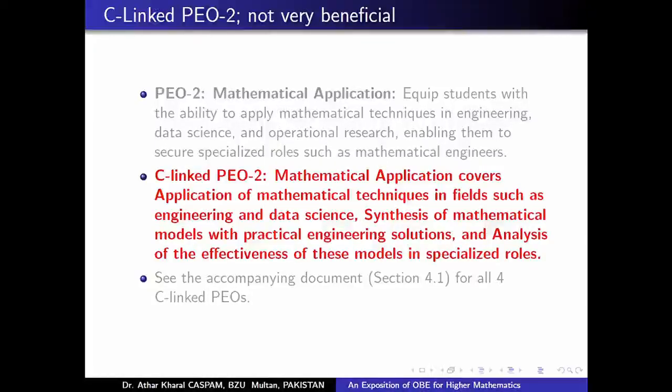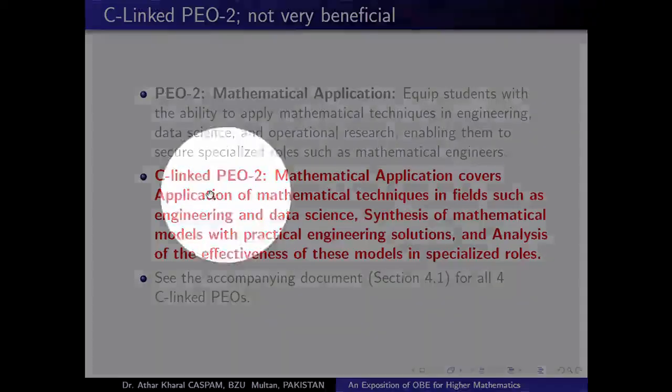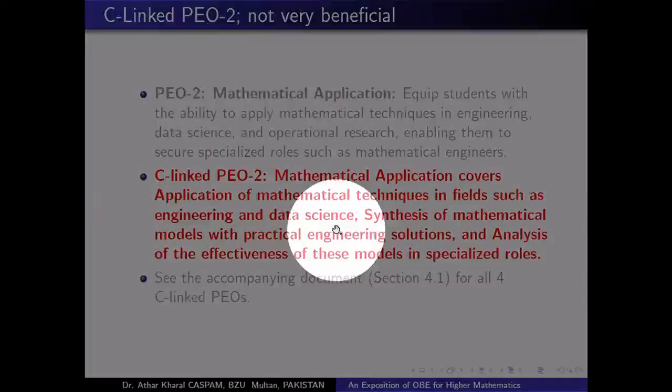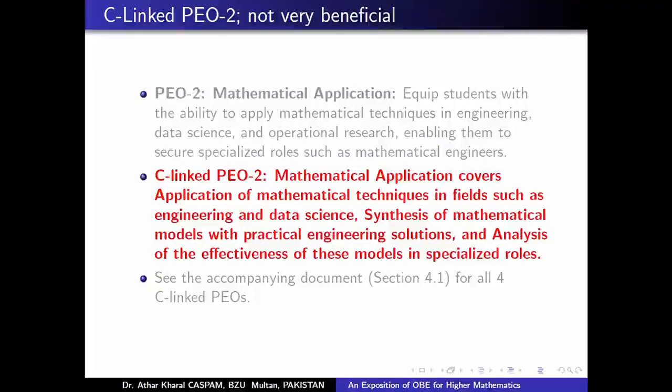And if you read it, it says mathematical application covers application of mathematical techniques. It is this word, which is basically a verb associated with the cognitive level. Application of mathematical techniques in fields such as engineering and data science. Synthesis is another cognitive C-linked verb, and in a similar manner we can see how we can connect an educational objective with cognitive-level associated verbs.